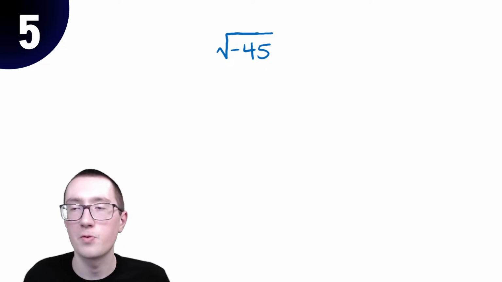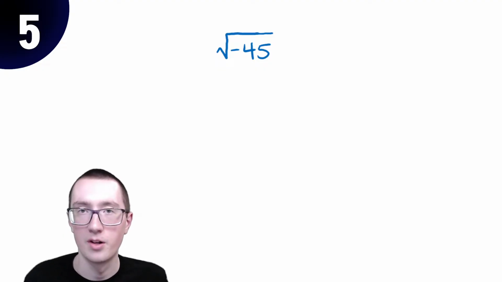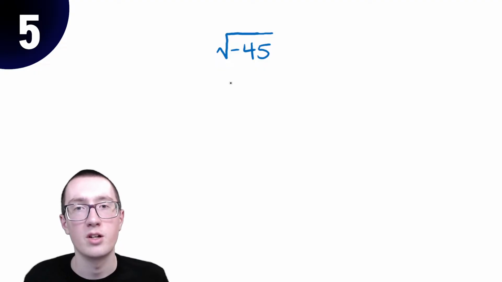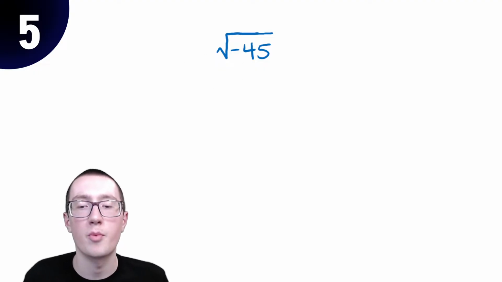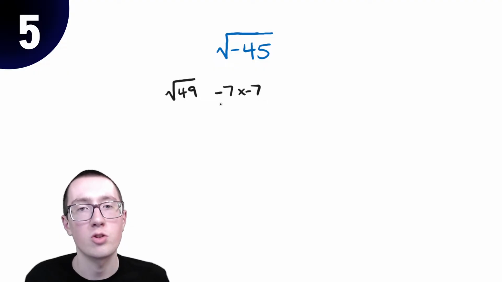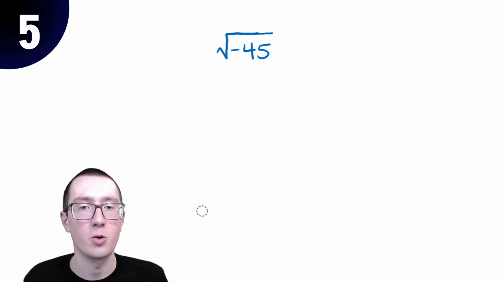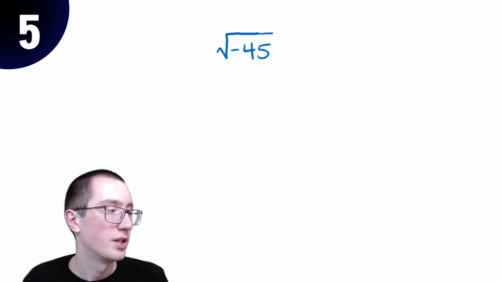So first of all, this should already look sus because you can't take the square root of a negative number. And the reason for that is because a square root is basically the number that you have to multiply twice to get it. So for example, the square root of 49 is 7 because 7 times 7 is 49. But the problem with this is -7 times -7 is also positive 49 because two negatives make a positive. So taking the square root of a negative number is impossible.